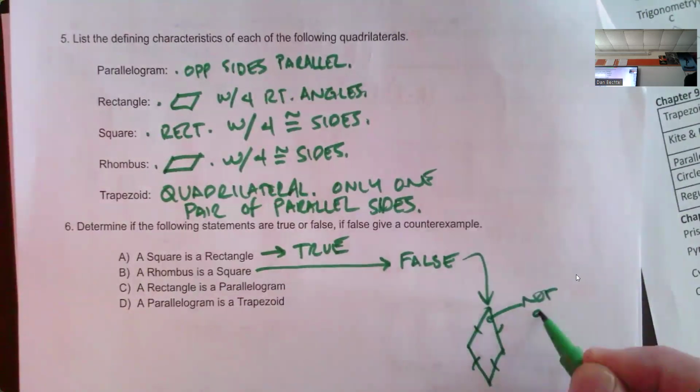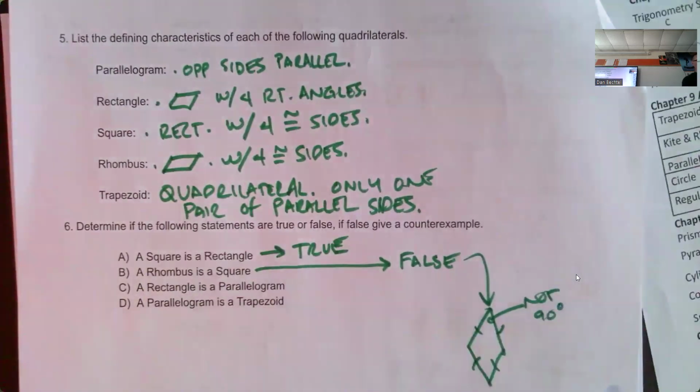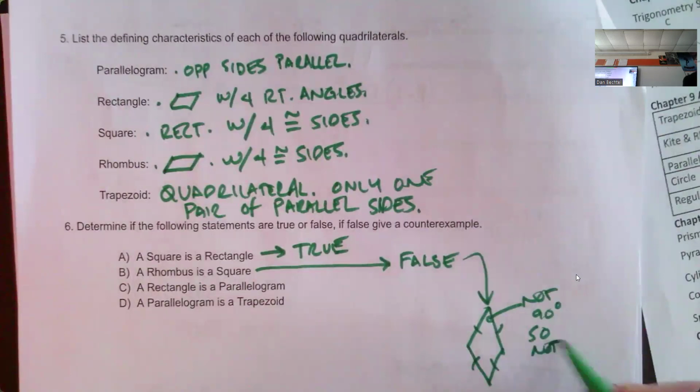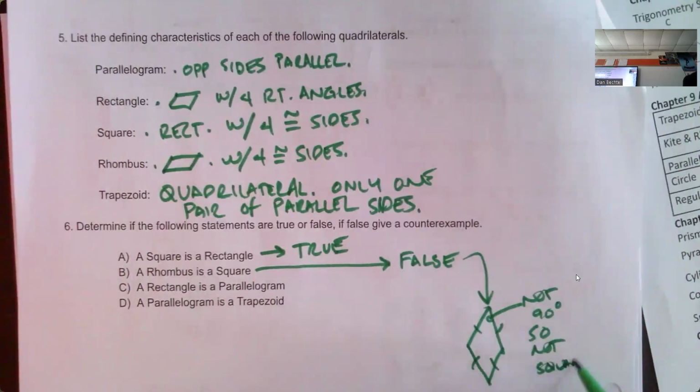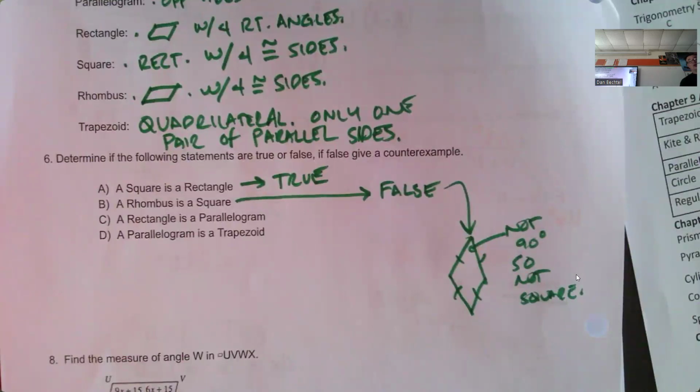Not 90 degrees, so not square. Guys, you know what? I'd 100% give that a 5 out of 5 for constructing arguments. If you did that, I would give you a 5 out of 5, even though it is Tarzan speak when you're looking at that. Not 90 degrees, so not square.